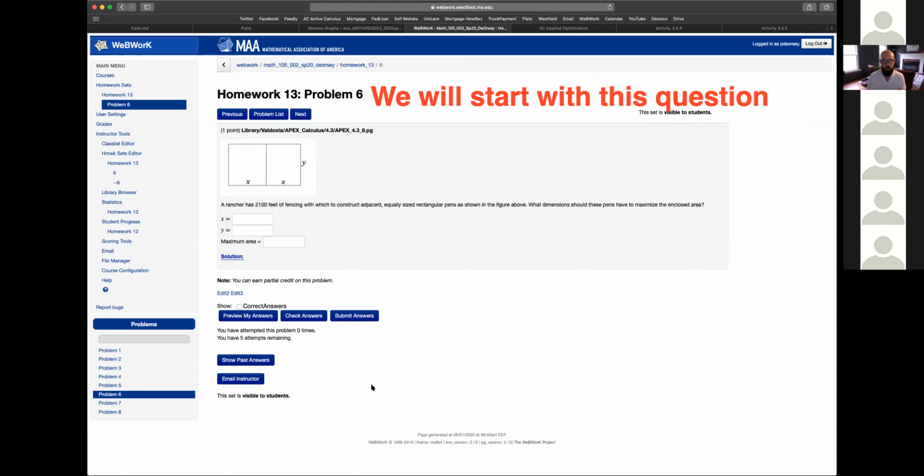In this particular question, we want to maximize the area. We're given a constraint: we have 2,100 feet of fencing, and we want to build a pen that looks something like this. What we want to do is maximize our area. I'll walk through this problem, and then we'll talk about the different pieces of an optimization problem and how we set them up. So I'm going to switch over to the Blackboard.